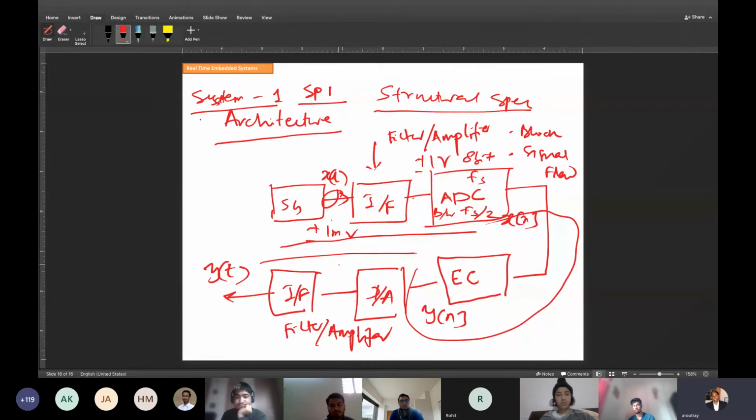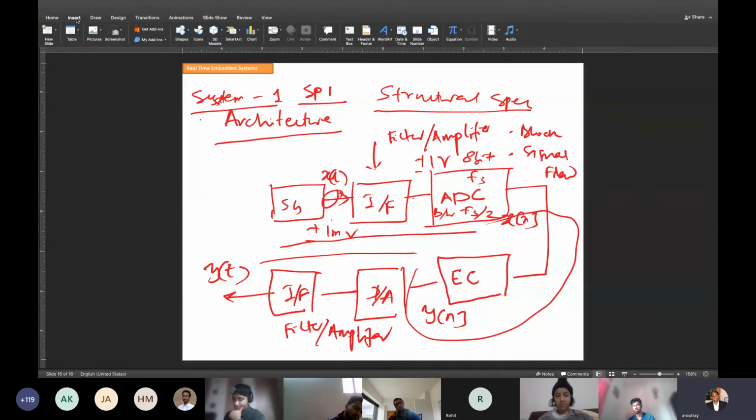We'll see that in real-time signal processing. So that has to also be filtered by using another interface. And also to match the signal level, you have to do amplification. So this is the overall block diagram of the digital filter. Okay. So the block diagram specification, or structural specification, you just did.